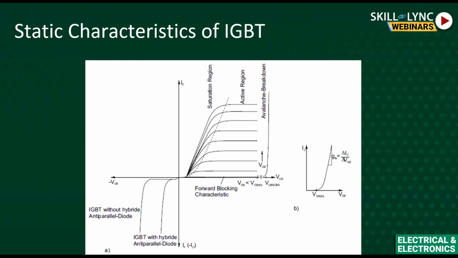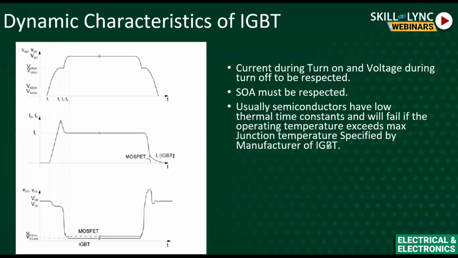The power loss in this active region is very high, whereas the power loss in saturation is considerably low. But the power loss in the blocking state, the forward blocking state, is almost negligible or zero. These are three points you can note down from this static characteristic. And these are dynamic characteristics.